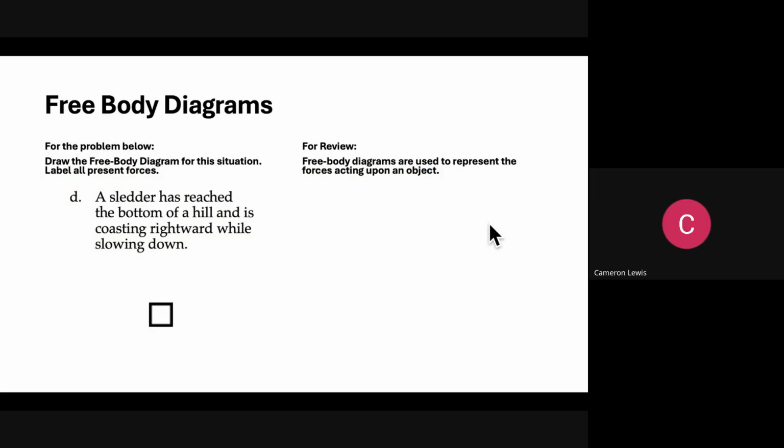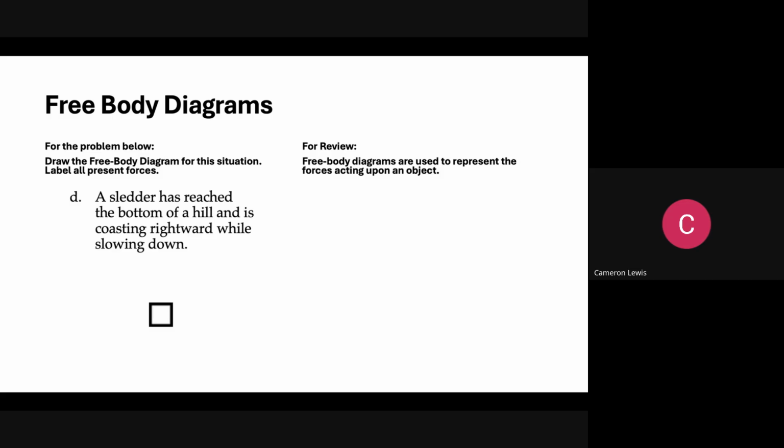Everyone see my screen? Yes, I can see it. All right, okay, cool. So this is where we left off last time, right? We were talking about free body diagrams.